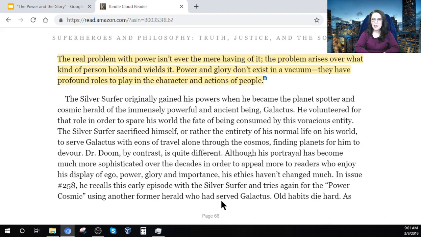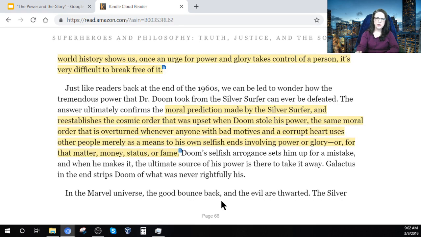The real problem with power isn't ever the mere fact of having it. The problem arises over what kind of person holds and wields it. Power and glory don't exist in a vacuum. They have profound roles to play in the character and actions of people. So this here is a set of return sentences reminding you, the reader, of their claim. Now, for the next few paragraphs, they talk more about the Silver Surfer and how the Silver Surfer became enslaved to the point of having to look for planets. And you can read that on your own.